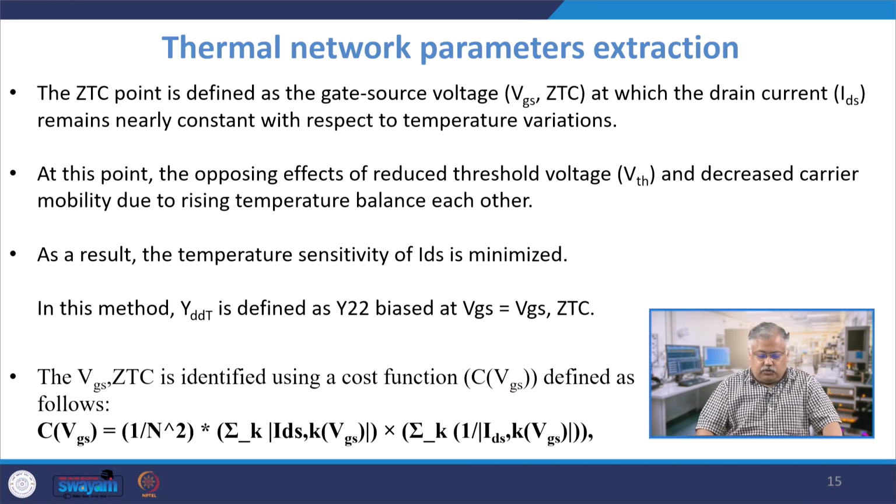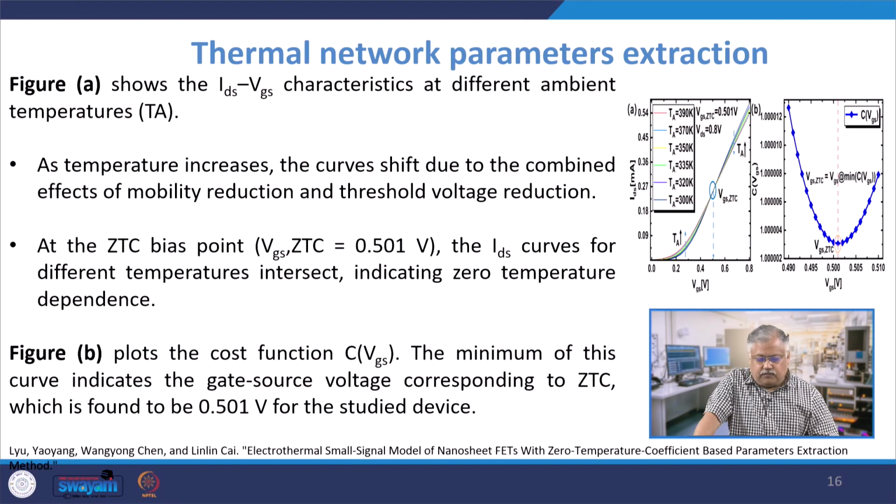In this case, the device is biased at a gate-to-source voltage at the ZTC point. At ZTC, keep the value of VGS exactly equal to the ZTC VGS, and from there you can extract the value. From there we extract the cost function C(VGS) and the formula given here. So the cost function gives you an idea about how we are working.